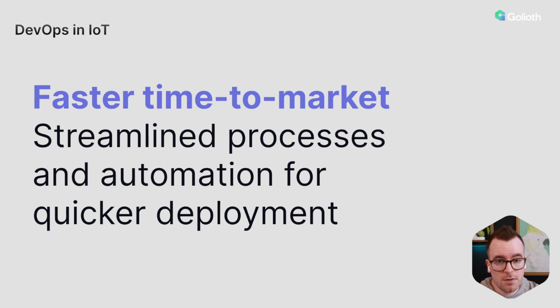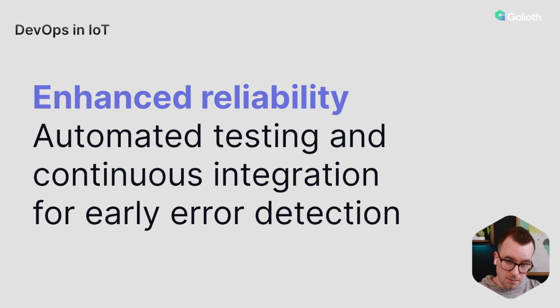With the automation that comes from it, you can deploy new features and improvements more quickly, giving your product and your company a competitive edge over competition who is not doing this. And probably the most common first thing folks think of is quality, enhanced reliability. Concepts like automated testing and continuous integration reduce the likelihood of errors, ensuring that issues are caught early in the development cycle before they actually get out into the field and on devices in the hands of customers.